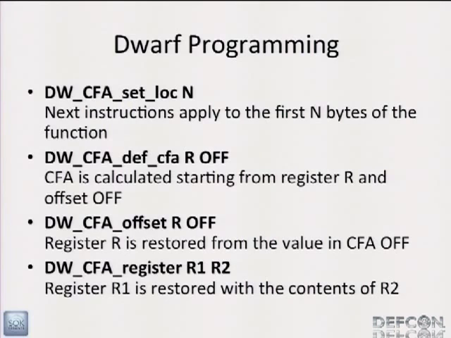So these are the basic Dwarf instructions. This is what I talked about earlier with defining a CFA, a base for the frame, and it can be defined in terms of a register and an offset from that register.